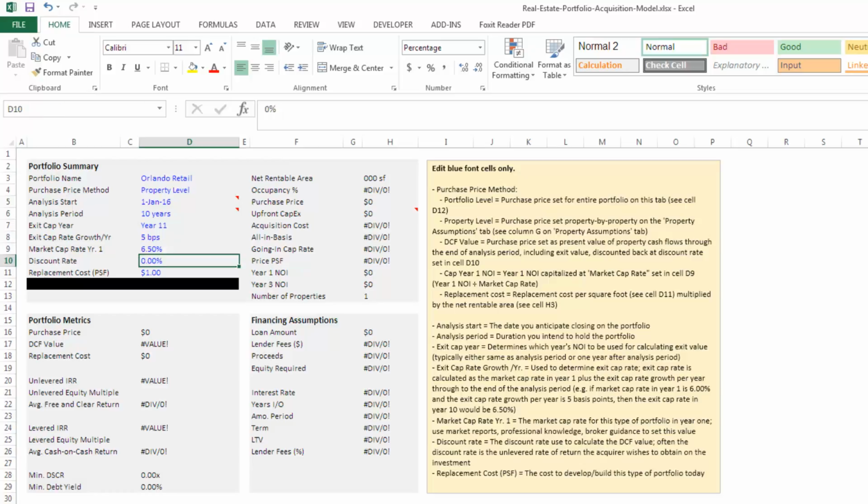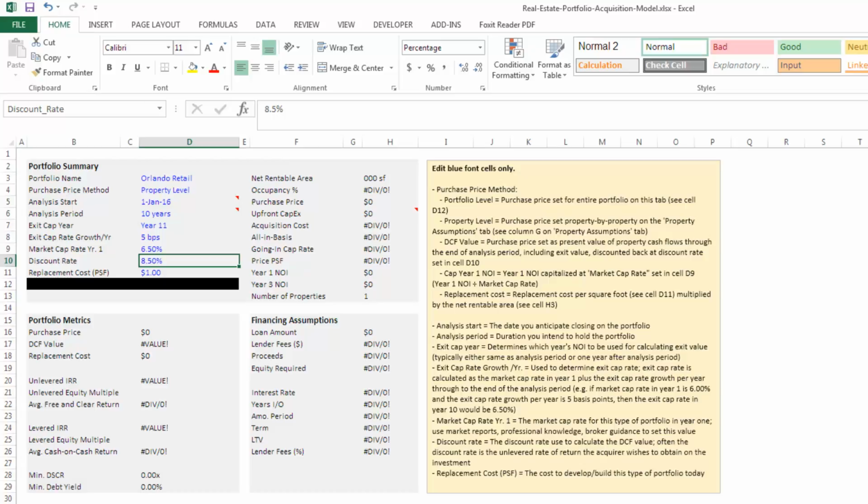Next, we have our discount rate. I'm going to put 8.5%. Now, your discount rate, there's a couple different ways of looking at this. I typically think of discount rate in terms of opportunity cost, right? So what do I expect my money to earn? Maybe call it cost of capital, whatever. Another way to look at it is this is the unlevered return that I would like to realize on this investment. Again, I'm going to throw in 8.5%.